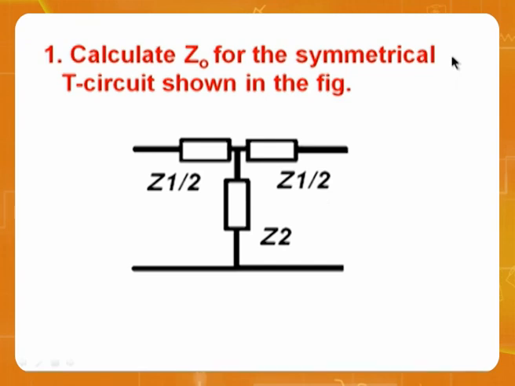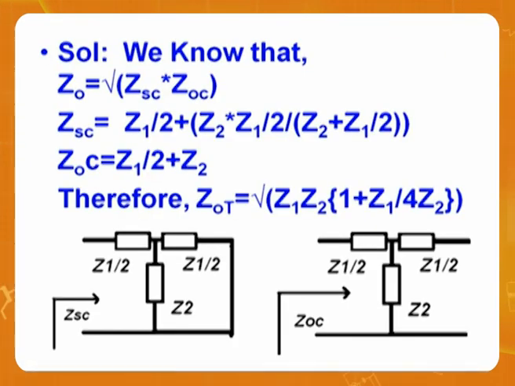Calculate Z0 for the symmetrical T circuit shown in the figure. So we have to calculate the characteristic impedance of different circuits. I call it symmetrical because we are taking Z1 by 2, Z1 by 2. It is a T network because it is in the shape of T. So we need to calculate the impedance offered at one of the ports. Let us see, that is the question. The solution goes like this.